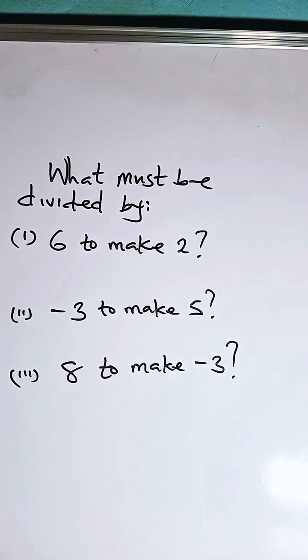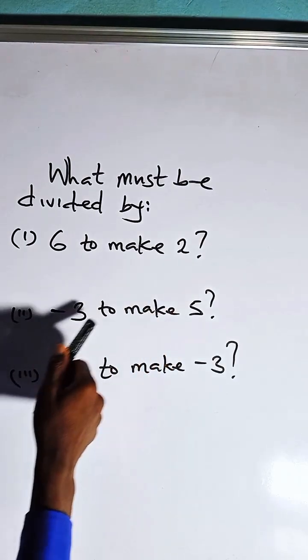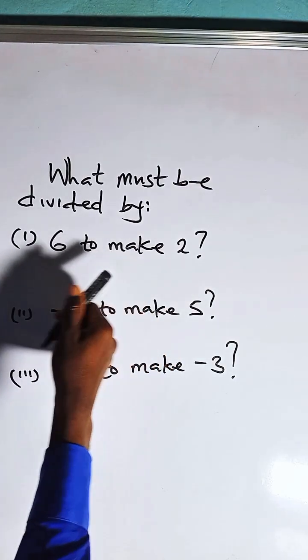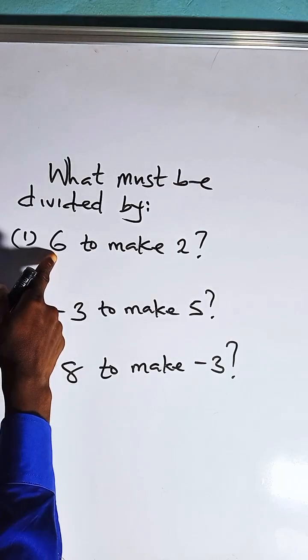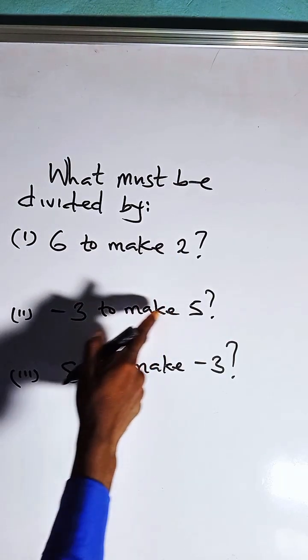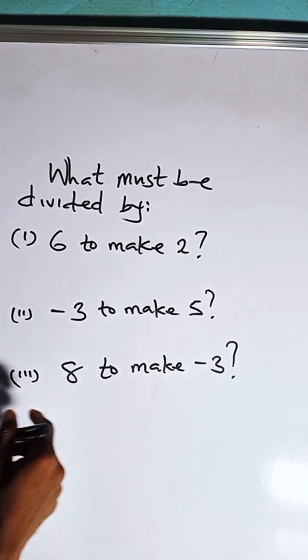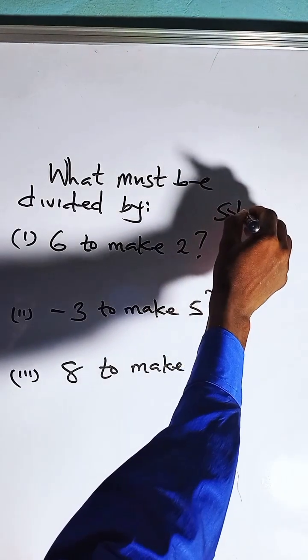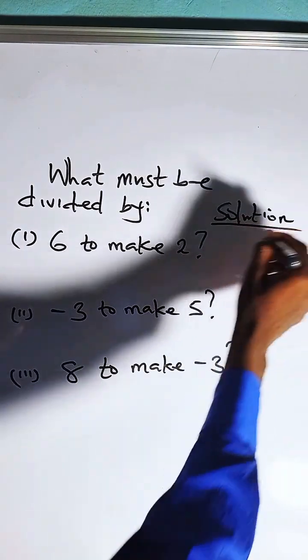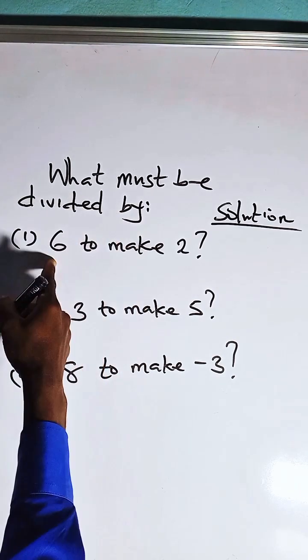The question says, what must be divided by 6 to make 2, what must be divided by minus 3 to make 5, and what must be divided by 8 to make minus 3? So we are looking for what number can we divide by 6 to give us 2, what number can we divide by minus 3 to give us 5, and what number can we divide by 8 to make minus 3. So solution. Let us try to form this in a mathematical statement. What must be divided by these numbers to make this?